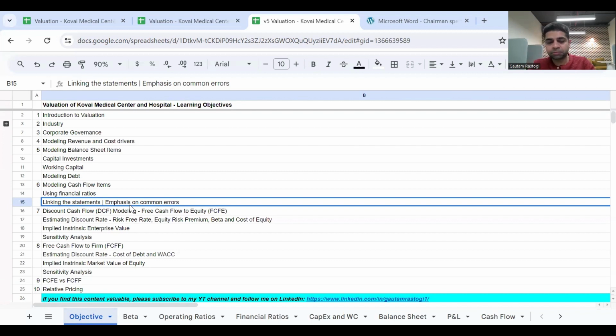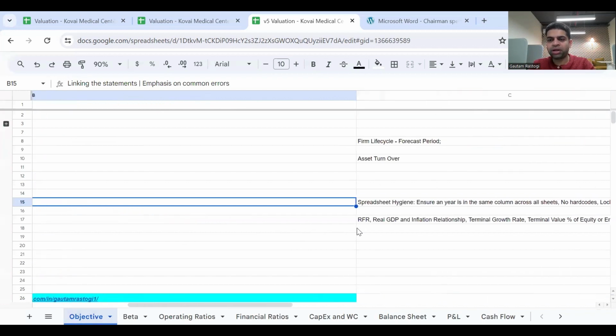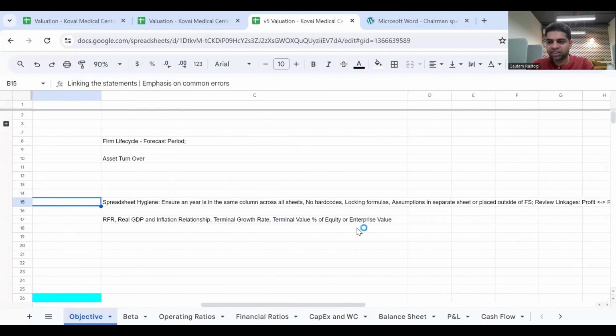So I was just describing. That's why I find it helpful to track all the linkages, in case the balance sheet doesn't balance, so you can always go and debug which linkage is not proper. And some of the other common errors, I've written some of them here.